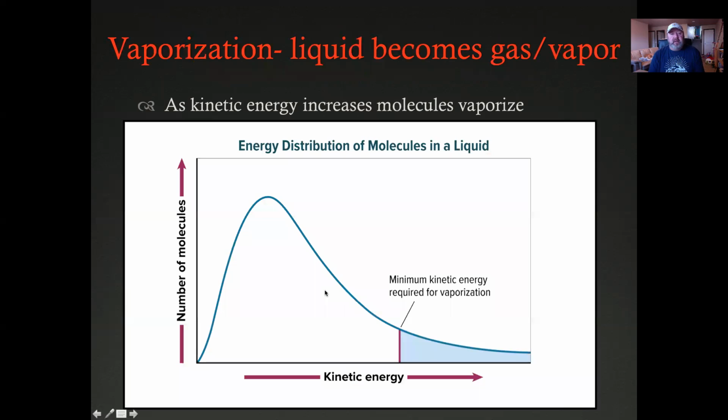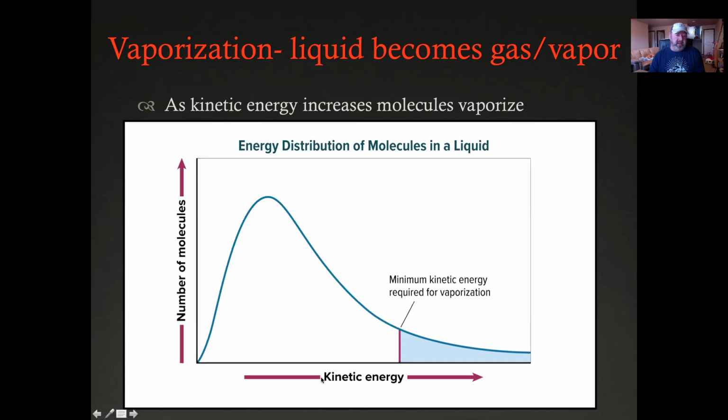So vaporization then is when a liquid becomes a gas. Sometimes we call that a vapor. Okay, so vaporization is when a liquid becomes a gas. So as we increase the kinetic energy, we get particles moving faster and faster and faster, eventually we get to the point where those molecules or particles, whatever they happen to be, have more energy or are moving faster than they are on the surface of that material, and then they can escape.